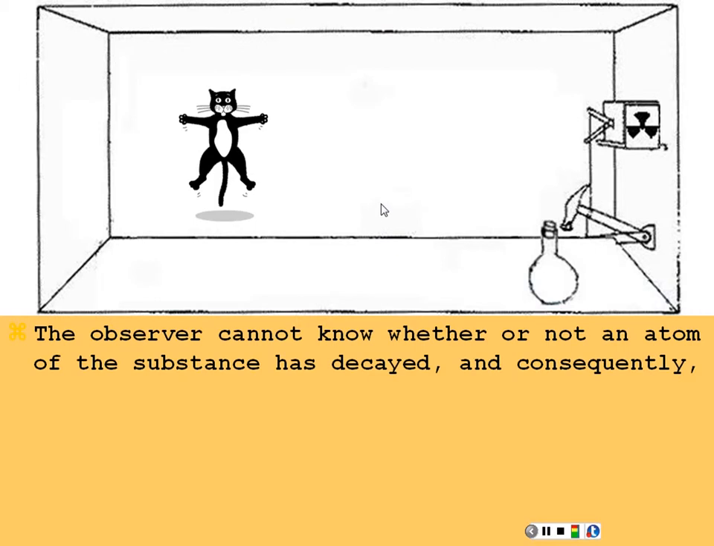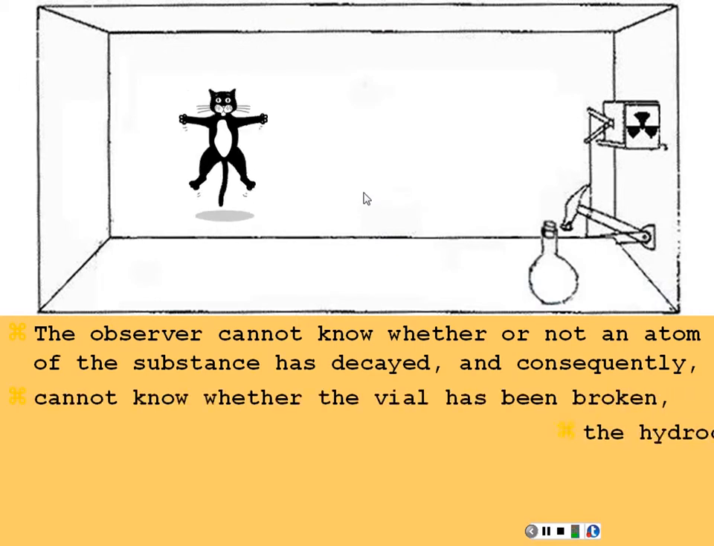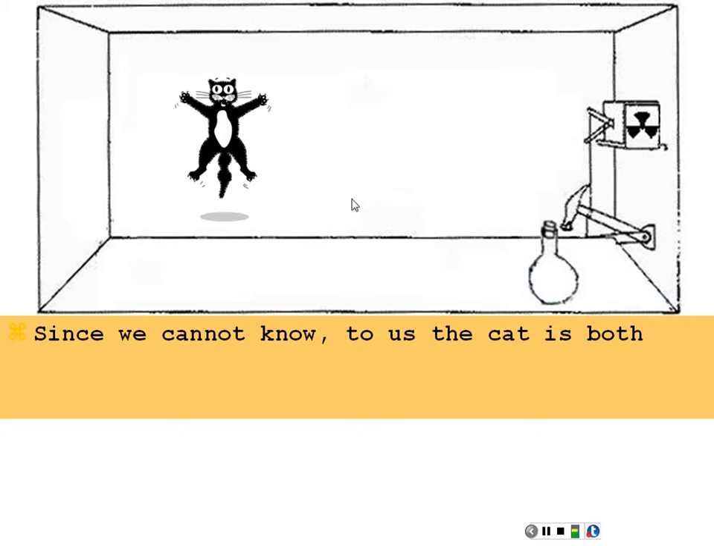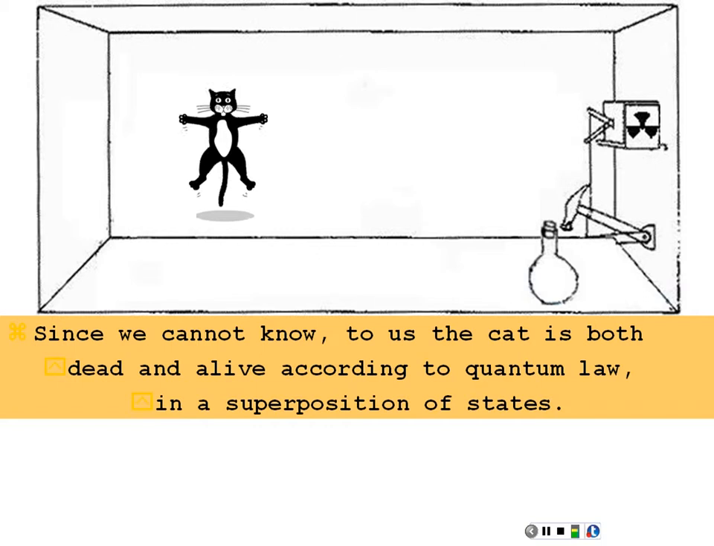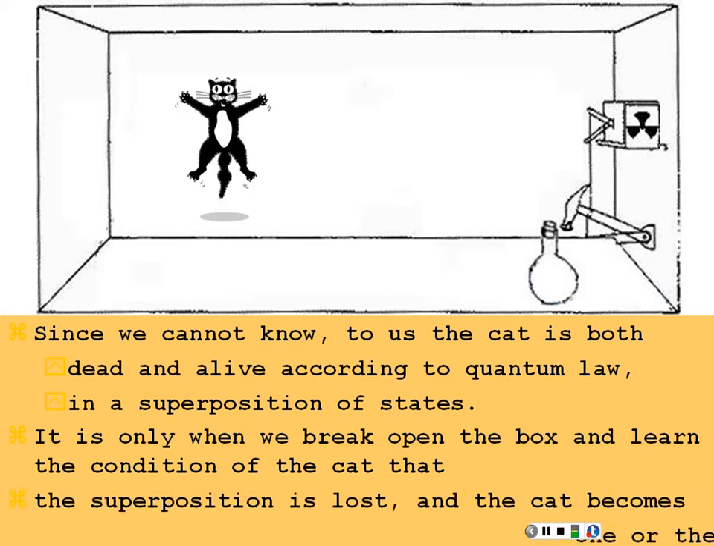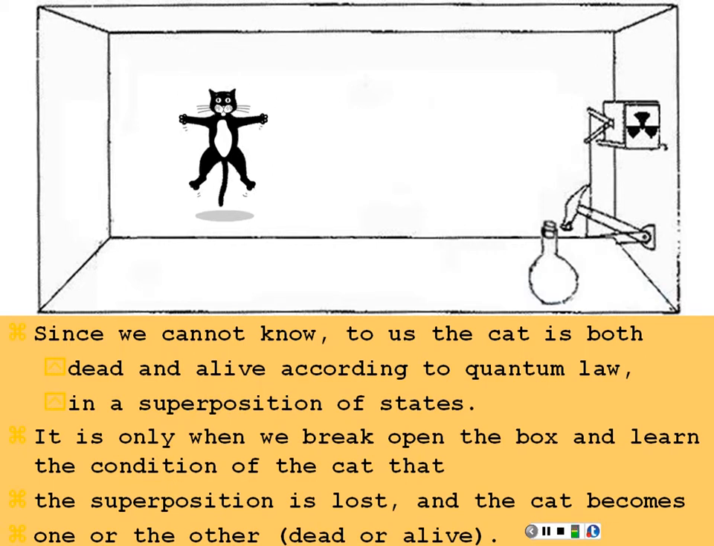The observer cannot know whether or not an atom of the substance has decayed, and consequently whether the vial has been broken, the hydrocyanic acid has been released, and the cat killed. Since we cannot know, to us, the cat is both dead and alive, according to quantum law, in a superposition of states. It is only when we break open the box and learn the true condition of the cat that the superposition is lost and the cat becomes either one or the other, dead or alive. So the cat will exist in us in a probability of states, some probability of each, but we can't really know until we break open the box and look for ourselves, at which point the quantum superposition is lost and we actually know the outcome.